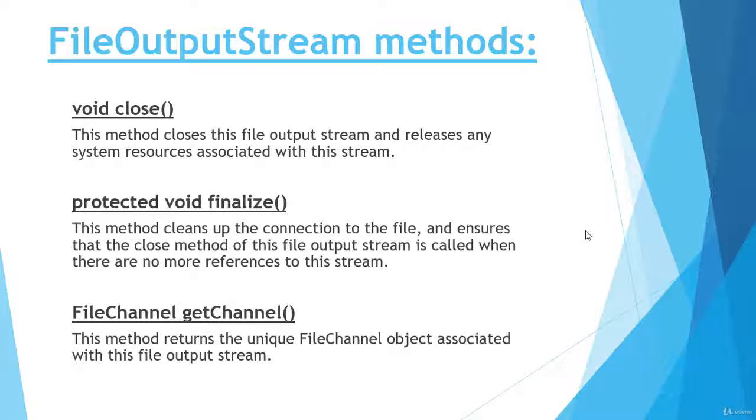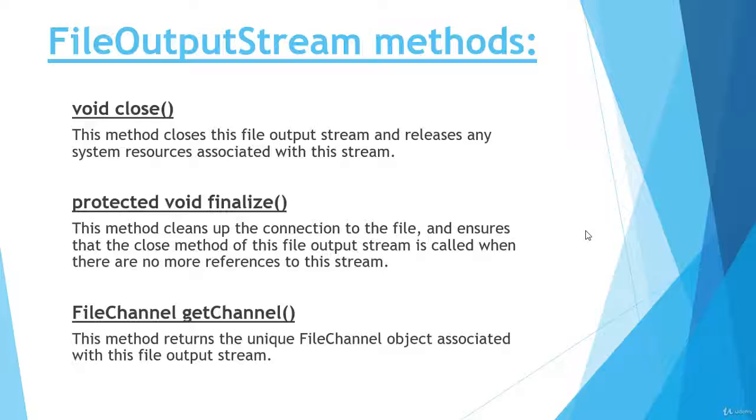Now these are some methods that are present in the FileOutputStream class. First of all, we have the close method. This method closes this FileOutputStream and releases any system resources associated with this stream. Whenever we create a file, we must close that file. So this method helps us to close the FileOutputStream, which is a stream of data. This method closes that stream and releases any resources that are attached or associated with that stream.